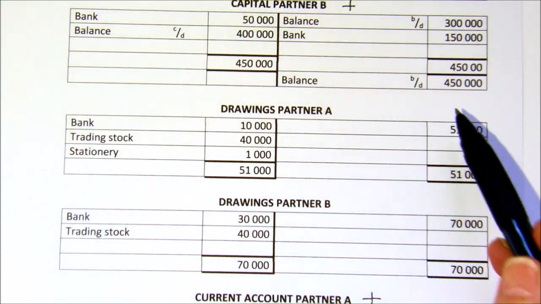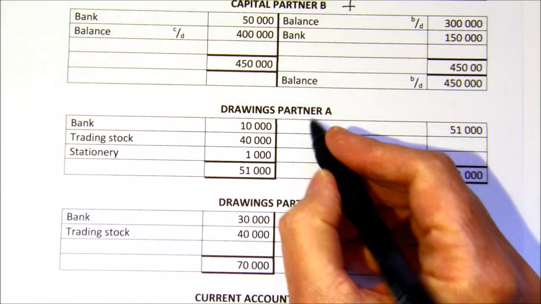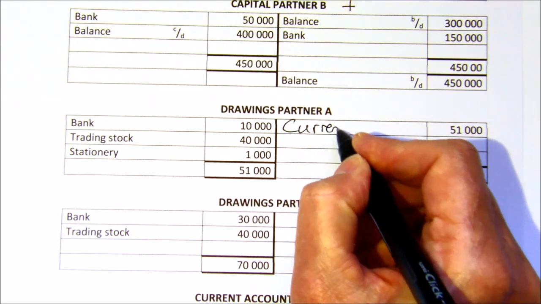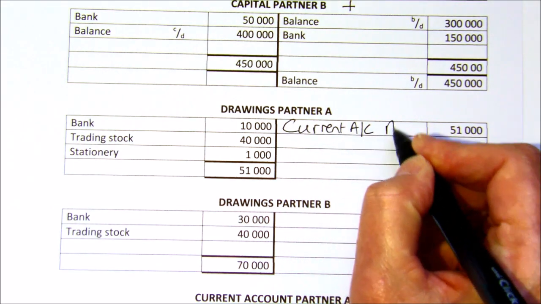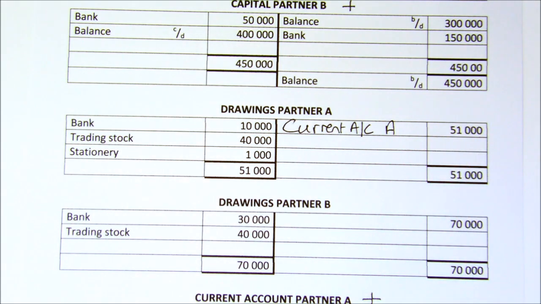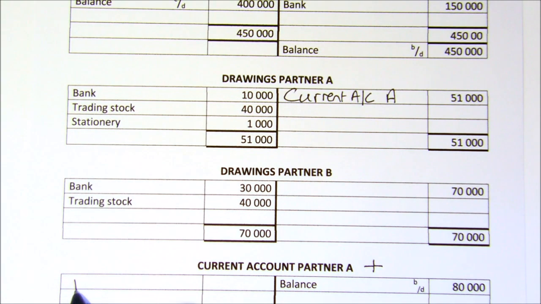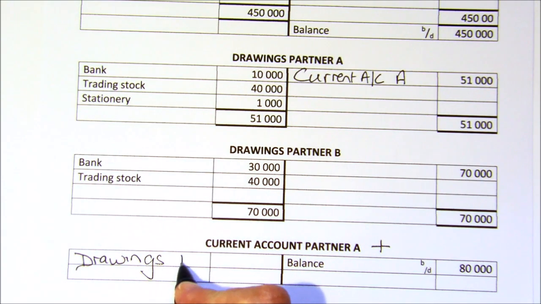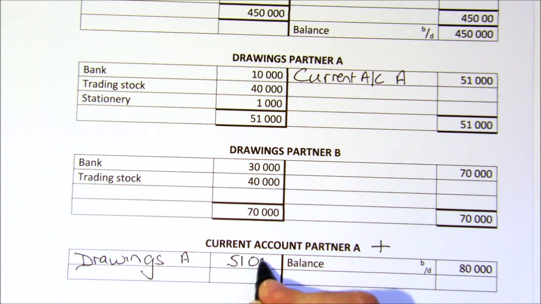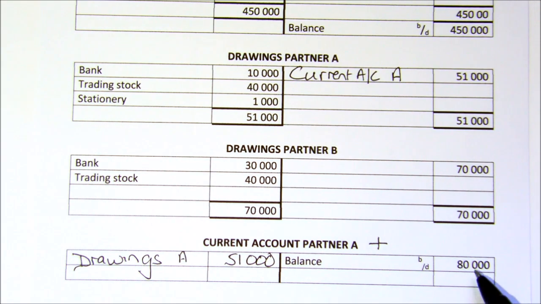So when we come to close off our drawings account, this drawings account is going to be closed off to the current account of A. Now please learners, you need to note that you need to say the names of these people. Don't think it's obvious because I'm going to take it to the partner A's account. You must write it down. So this drawings account at the end of the year will be closed off to the current account of A. So we'll have 51,000. So out of his 80,000, he's now drawn out 51,000.